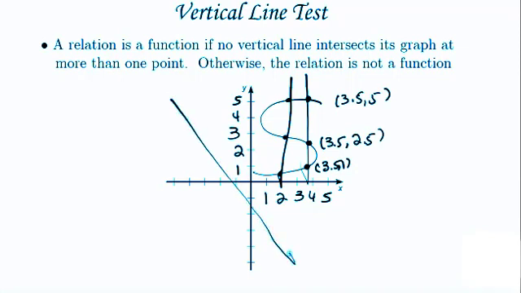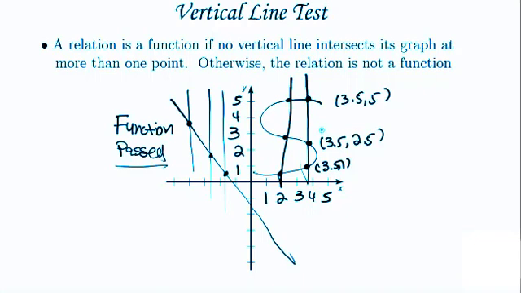If I perform the vertical line test, no matter where I draw my vertical line, the line will only cross the graph at one point. Therefore, this line is the graph of a function because it passed the vertical line test. This curve is not a function. It did not pass the vertical line test.